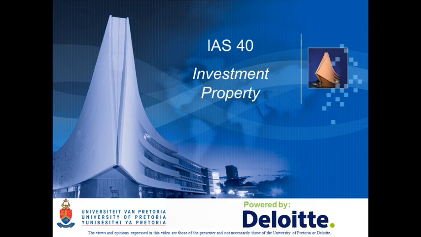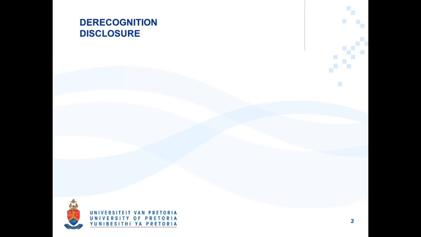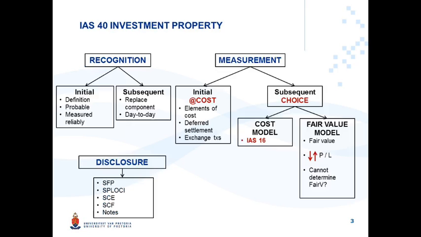IAS 40 Investment Property. Derecognition and Disclosure. This is a summary of the main content of IAS 40. Accounting treatment comprises recognition, measurement, and disclosure. This presentation will focus on derecognition and disclosure.